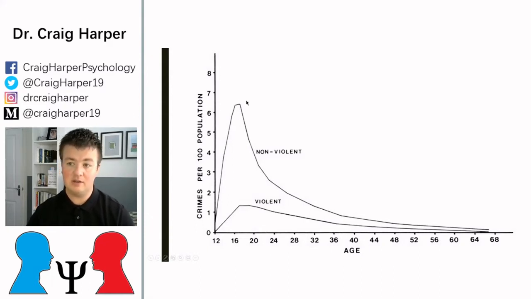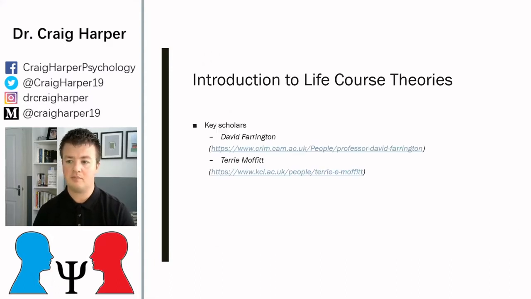Similarly, what is it that happens at this age that helps people tail off and move away from crime? Life course theories look at the life course as a whole, looking at different turning points, different characteristics, different peer groups and things like that, to see what are the characteristics of someone's life that might either encourage or discourage them from engaging in criminal behaviour.